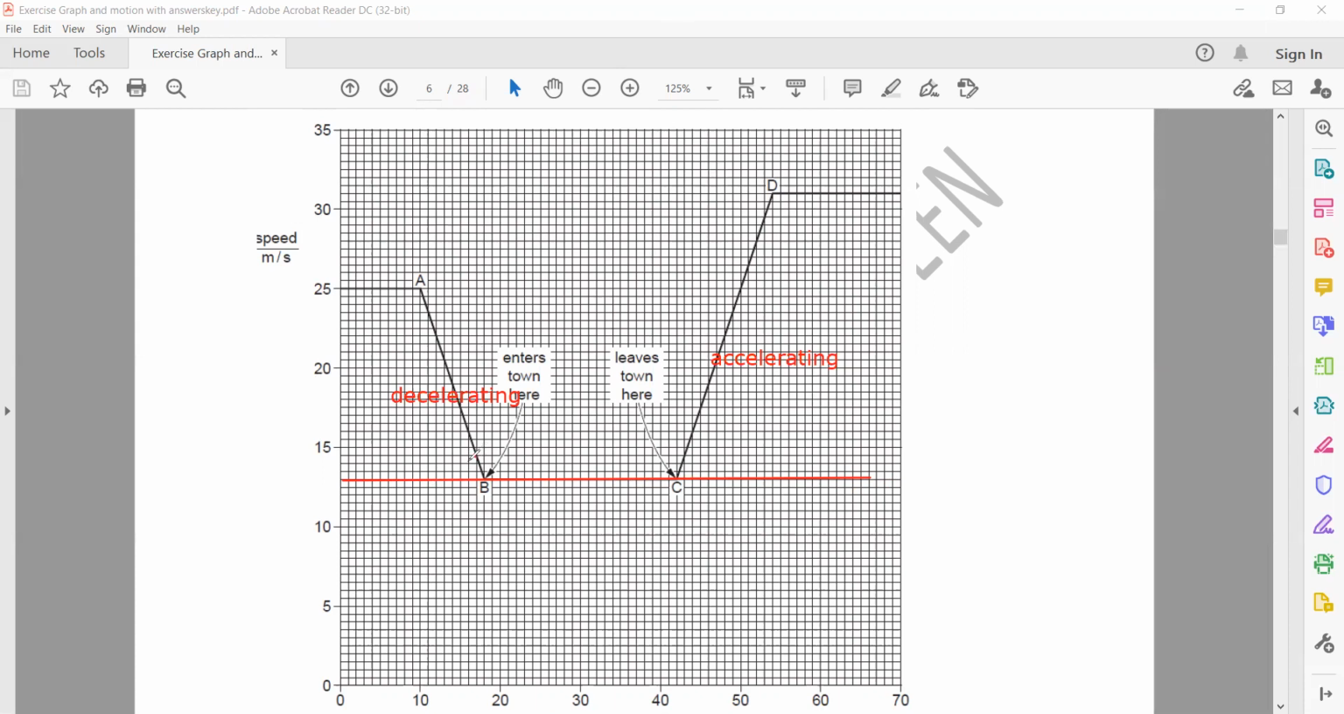For example, if I measure this angle using a protractor and this angle comes out as 60, and I measure the other angle for acceleration and that angle also comes out as 60, then what will happen if I calculate acceleration or deceleration? I will get the same numerical answer.